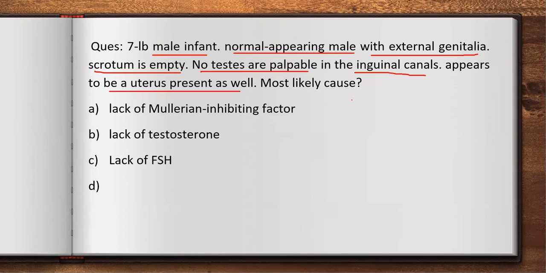So you have got a male infant with both characteristics. That means there is external genitalia, which looks like male, but his scrotum is empty. That means there is no testis. And there is a chance that uterus is there also. So what do you think?